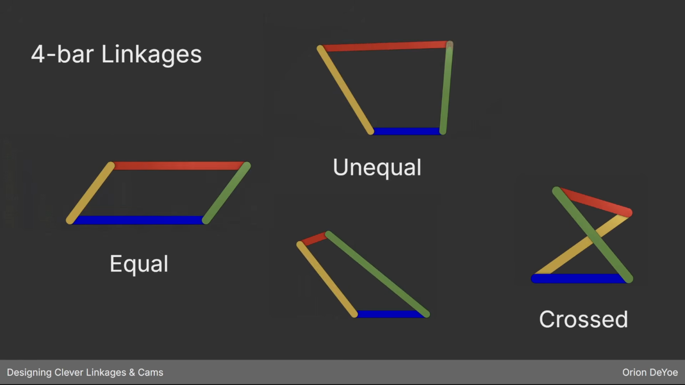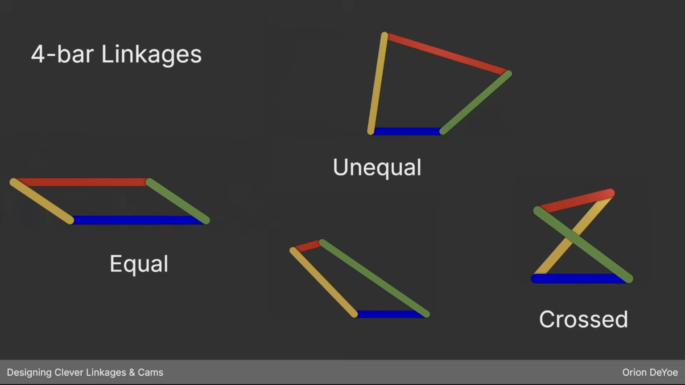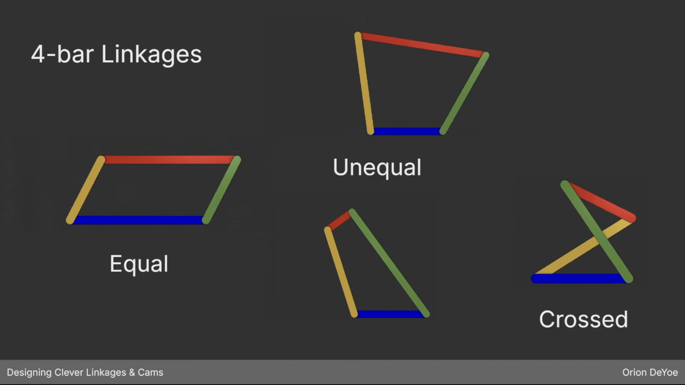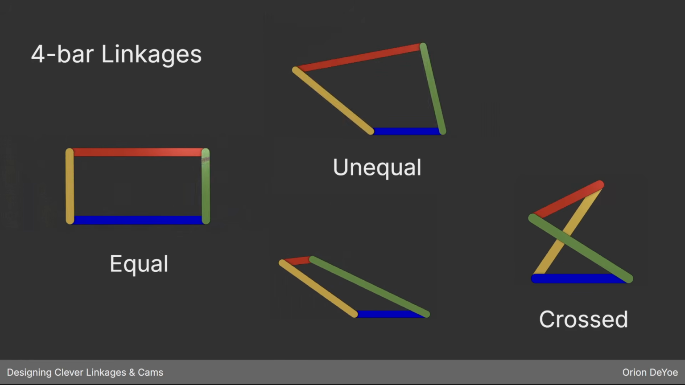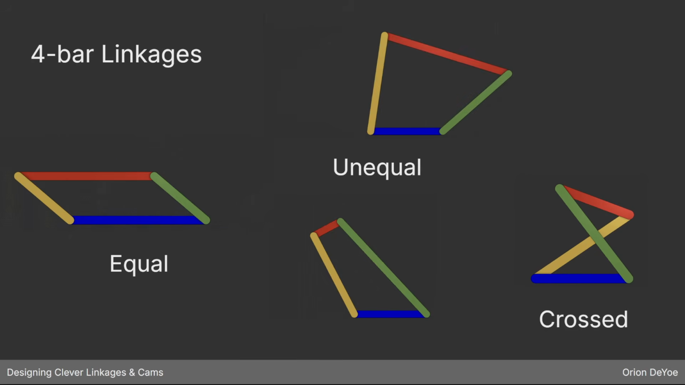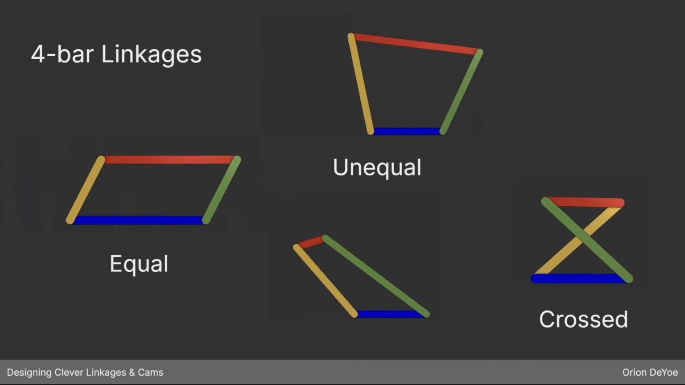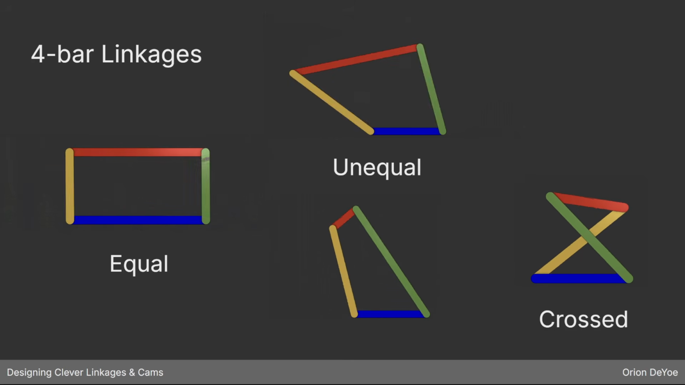And then continuing on from a 3-bar linkage, the other and probably the most common type of linkage is a 4-bar linkage. I have several different examples here on the screen with some different classes. These classes of linkages are classified by the relative lengths of the different links and their configuration.